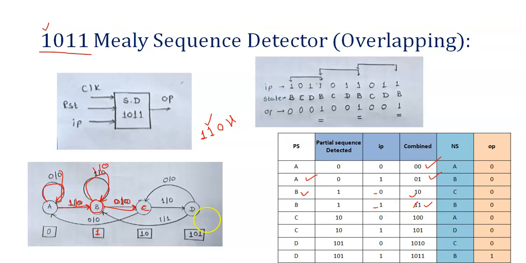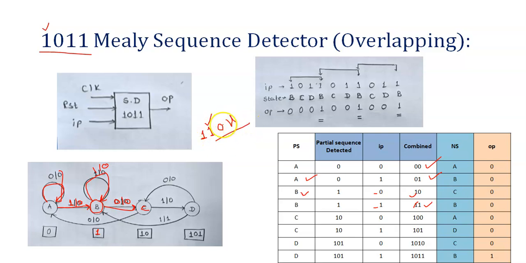Okay. So the reason you should be knowing. Merely cutting this one is not the way, but you should know the reason why we have gone to state B where 1 is detected, because this second 1 can be considered as the first bit of your sequence.